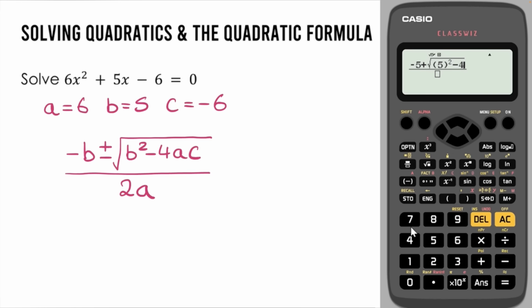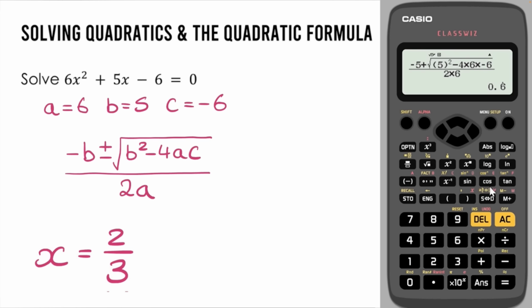We're going to take away 4 lots of a, which is 6, and c, which is negative 6. And then on the bottom we have 2 times a, so 2 times 6 on the bottom. We can press equals and we'll get our first solution here. We can write that down as a fraction, or we can convert it into a decimal. Just be careful, this one is recurring.